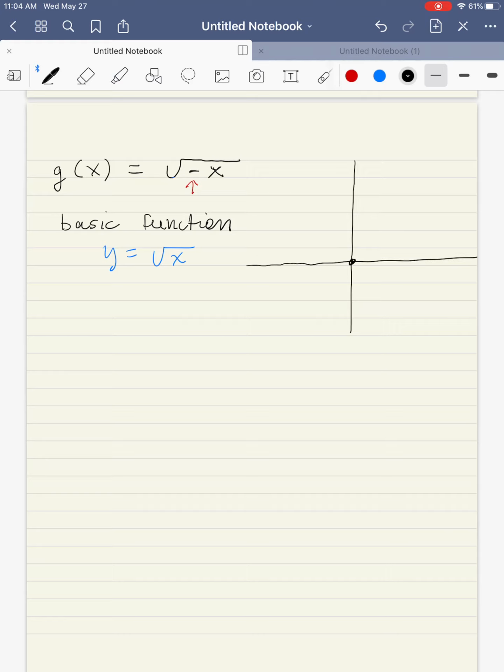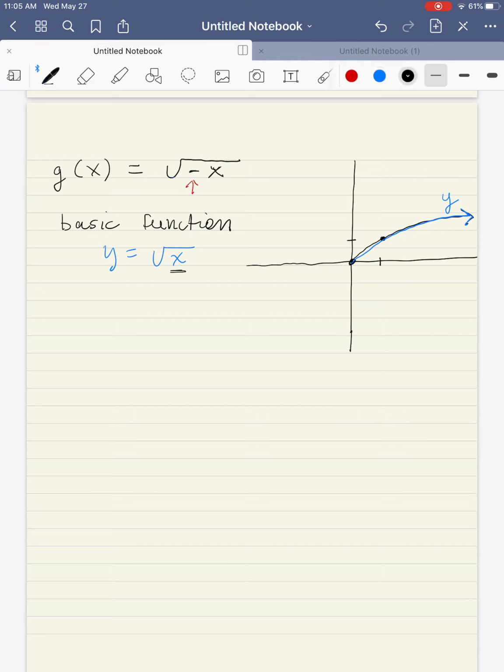that the square root is the only one that has the domain from 0 to infinity, because in the real number world, we cannot take the square root of a negative number. And if we're graphing, we're in the real number world. So we have 0, 0, and we have 1, 1. The square root of 1 is 1. And we know that our basic shape looks like this. So this is my graph y equals the square root of x.